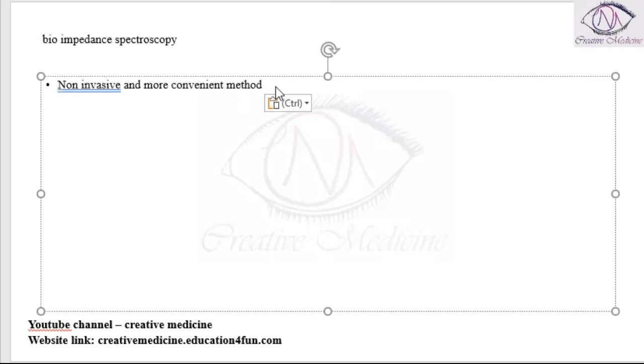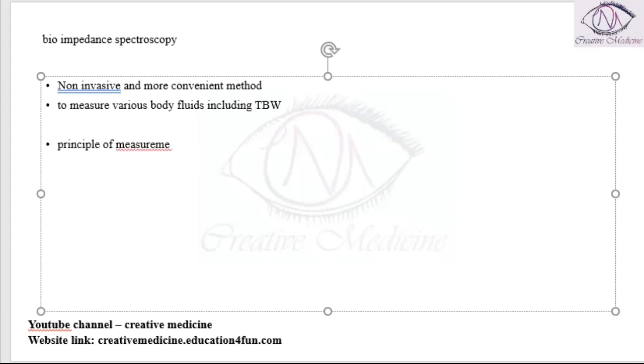This is a non-invasive and more convenient method, and it is used mainly to measure various body fluid measurements, including total blood volume. So for measurement of various body fluids including total blood volume, we can use this bioimpedance spectroscopy. One important thing about bioimpedance spectroscopy is that the main principle of measurement is electrical resistance or impedance.